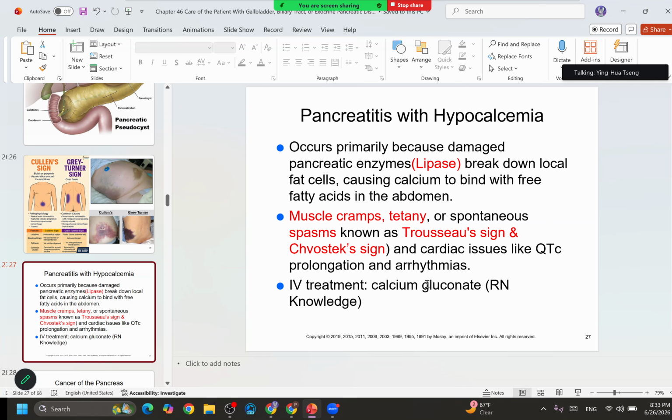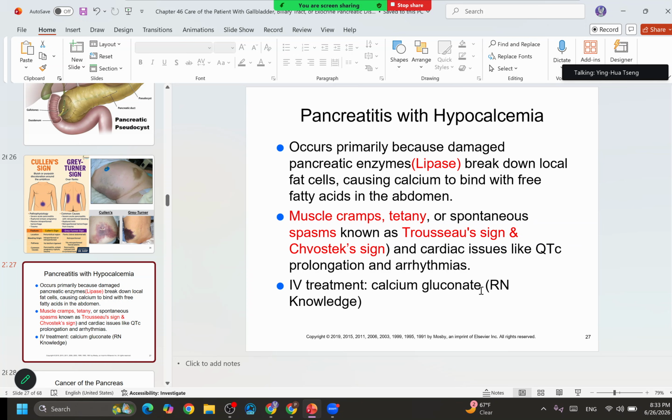And also see here, the cardiac issue: without calcium, the QT is prolonged and there is arrhythmia. That means the patient will become bradycardic. The heart is not pumping very well, so slow. So that's why this is dangerous. This is very dangerous. So that's why we have to get the calcium right away. So here, the IV treatment, we need to get calcium gluconate right away.